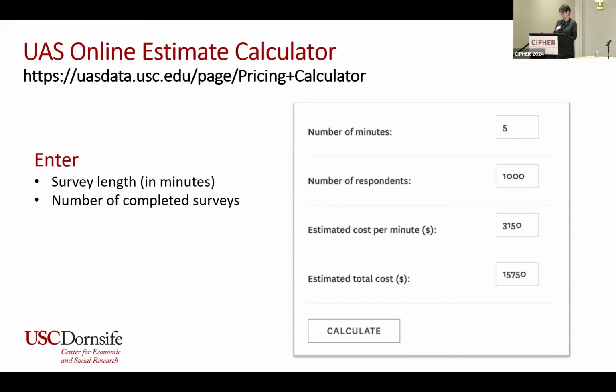So we do have this online estimate calculator where you can experiment with scenarios for cost if you're trying to think about budget and what you can afford. And this does include everything. All you need to put in is the length. The example that I put up here was a 5-minute survey, I think, of 1,000 people. And I think that came to an estimate of 15,750 for that. There are other things that can be added on, and that's what Tanya will talk to you about, but this covers all of the basic surveying.